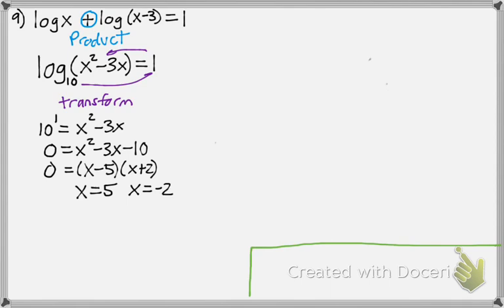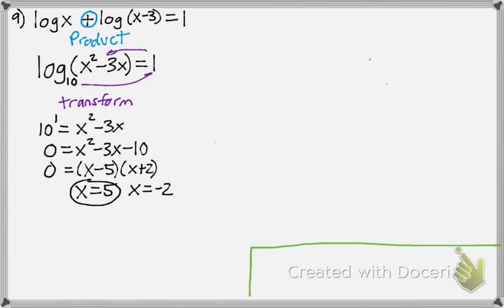And now I need to check these back in the original. So if we look at the 5 inside of log of x, that's fine. Inside of log of x minus 3, 5 minus 3 is 2, that's still positive, so that's okay. So that means that I can officially declare 5 as one of my solutions.